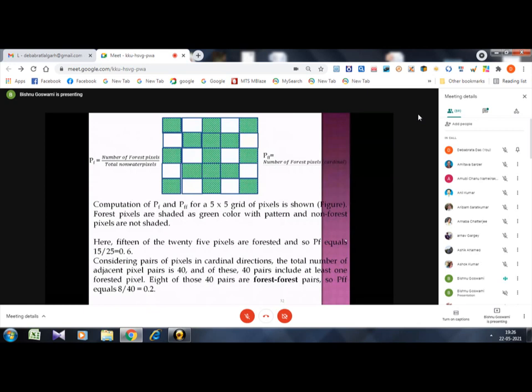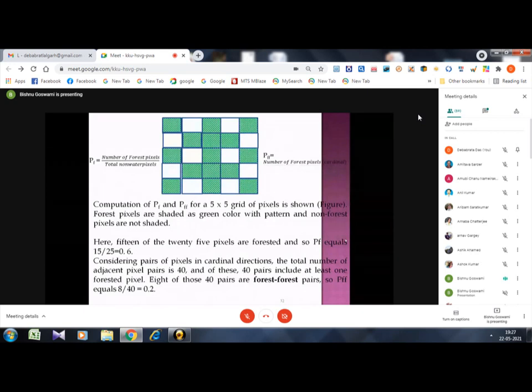So when we know this type of computation, we can know how the computer does this. And using the power of computers, we can make this process automatic, and we can save a lot of time. But still, we need to know how it is being done. So the computation of forest pixels and non-forest pixels is done in a grid of pixels from a map. And we can see in this map, 15 of the 25 pixels are forested.